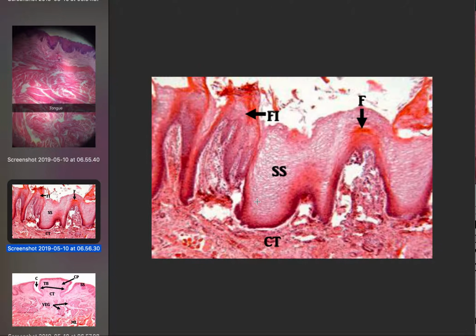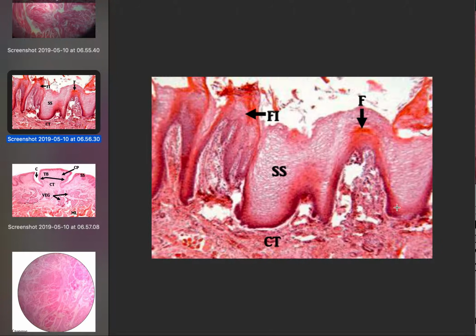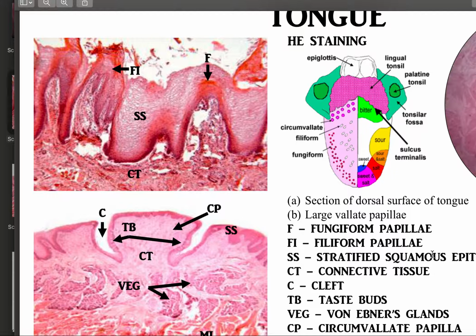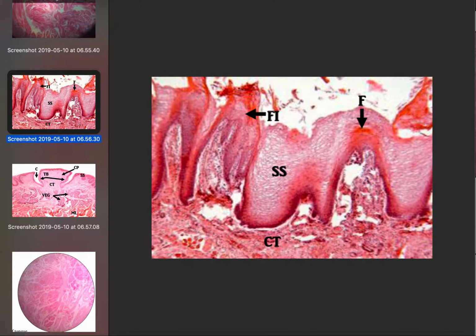Here is another histology picture, a specimen of a tongue. Now here is your border. With the tongue, here is your fungiform papilla, and here is your filiform papilla. Remember, your filiform papilla is the thin one, thin fill, and your fungiform papilla is the thick one. The SS stands for stratified squamous epithelium over here, and you have connective tissue underlying it.